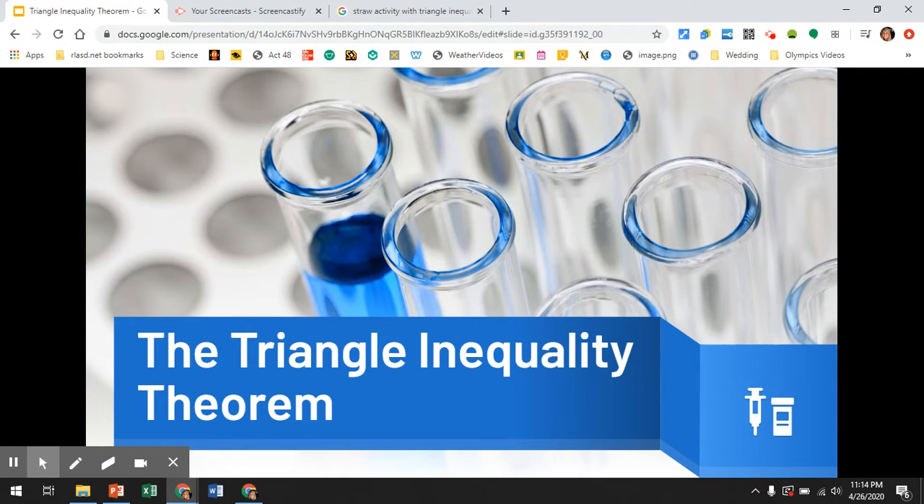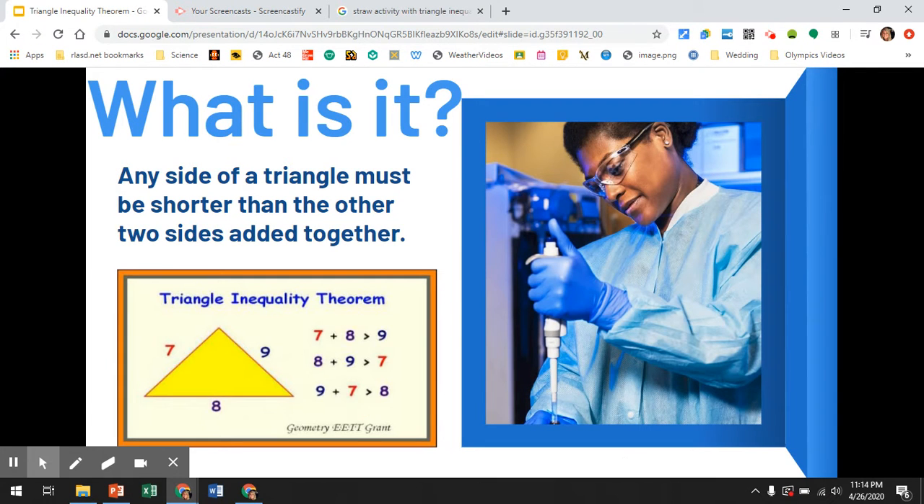You guys have been doing some fantastic work so far on the 4 previous weeks that we've been learning, so keep it up. One of your lessons this week is on the triangle inequality theorem. What that is saying is that any side of a triangle must be shorter than the other two sides added together.